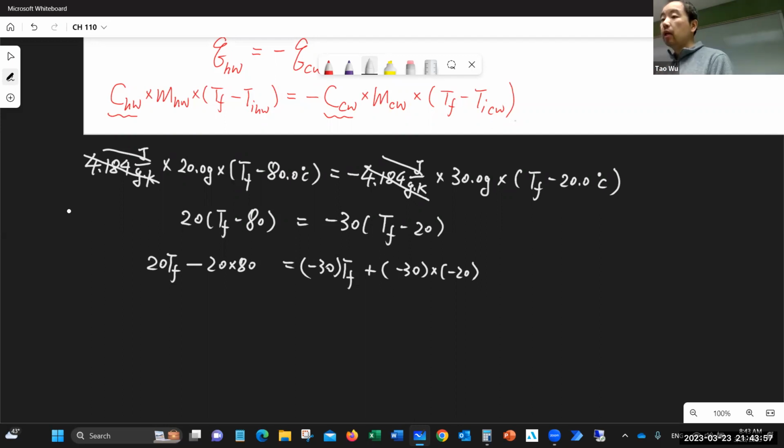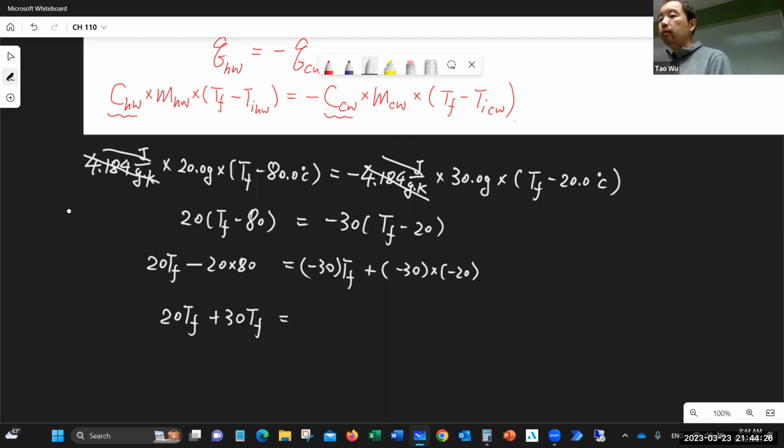You move it to the left side, you change the sign. So that's going to be 20 TF plus 30 TF. And then the number you will see, just make sure I did it right. Yeah, I think I did it right.